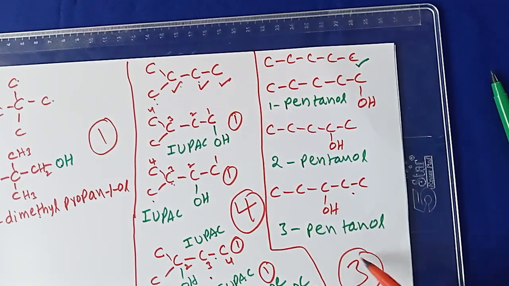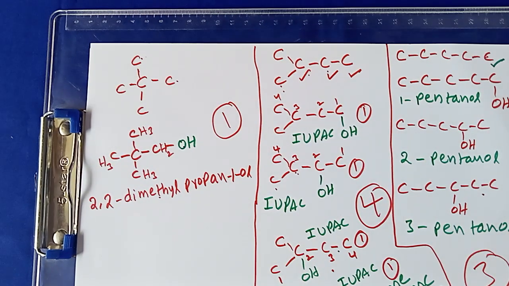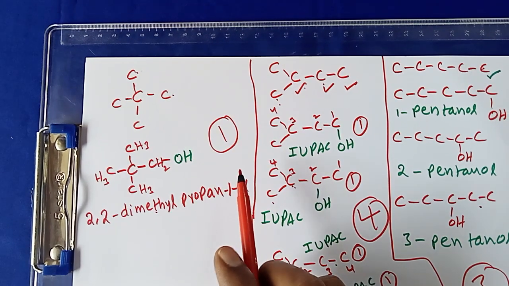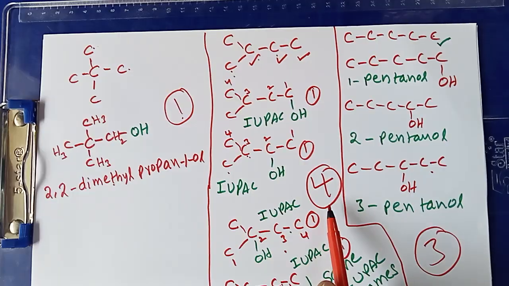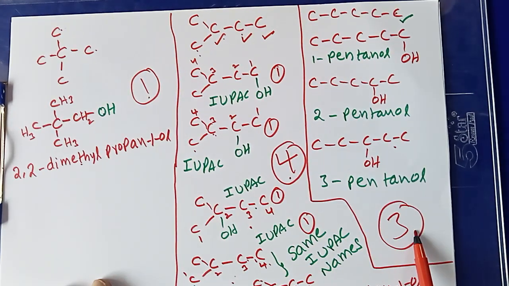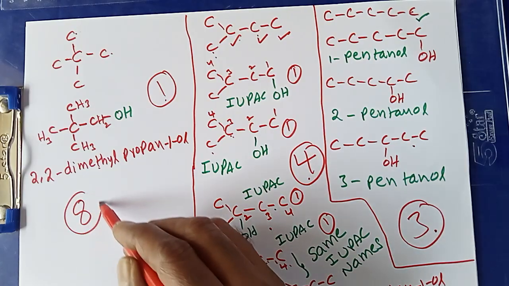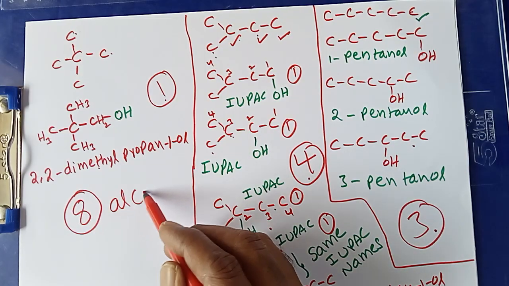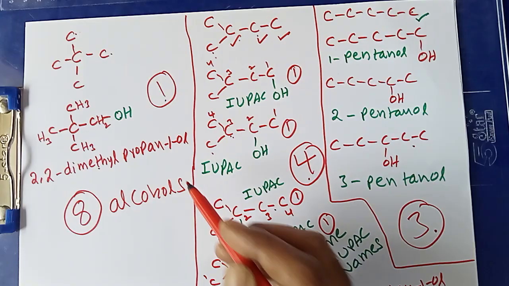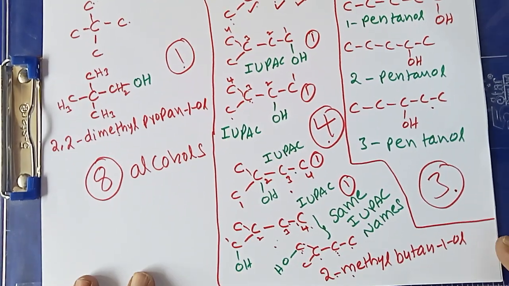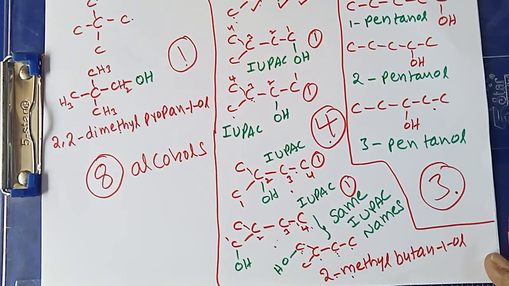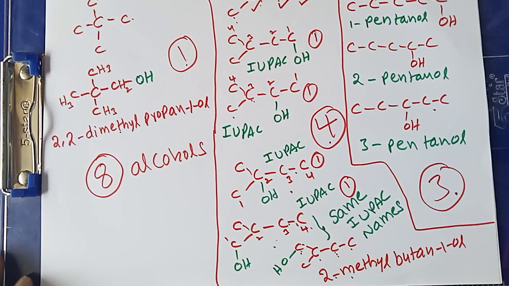3. That's why number of isomers, total alcohols, not total structural. 1, here 1, 4 and here 3. Total how many? 8. 8 alcohols are possible for this. Next, number of ethers.